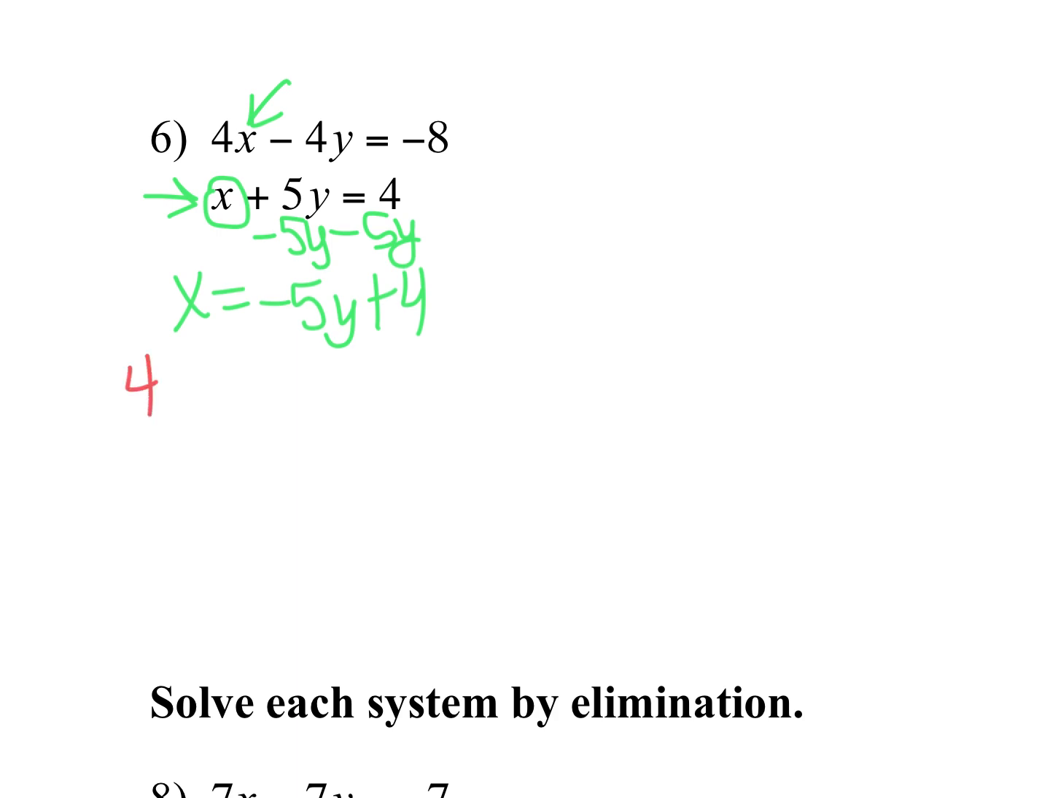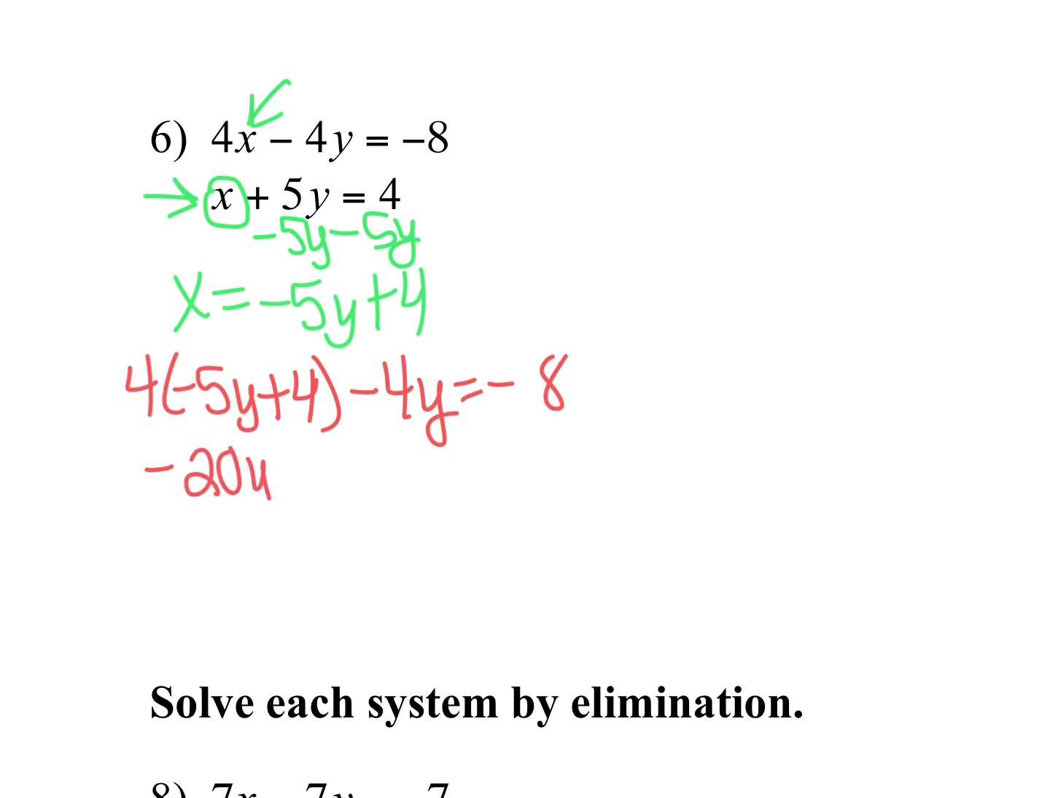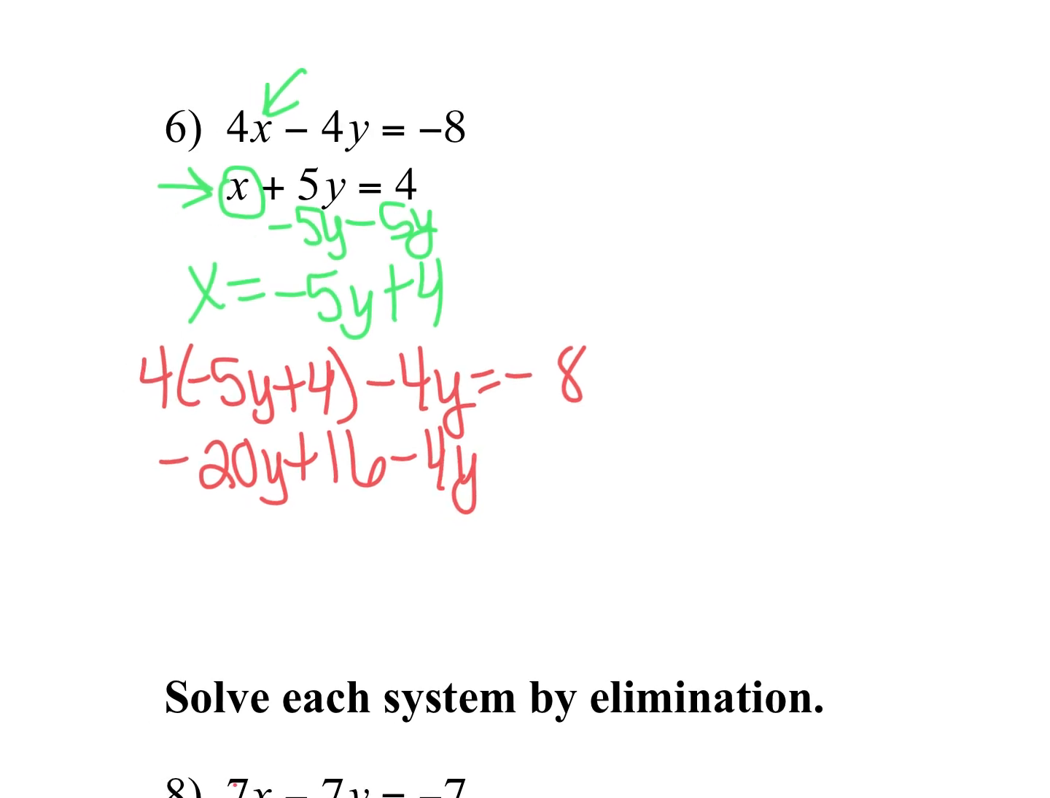So we're going to say 4 times negative 5y plus 4 minus 4y equals negative 8. Or excuse me, negative 8. I wrote negative 18 there. Sorry, negative 8. And then do our algebra here. So we're going to distribute: negative 20y plus 16 minus 4y equals negative 8. Combine our like terms, we get negative 24y plus 16 equals negative 8.